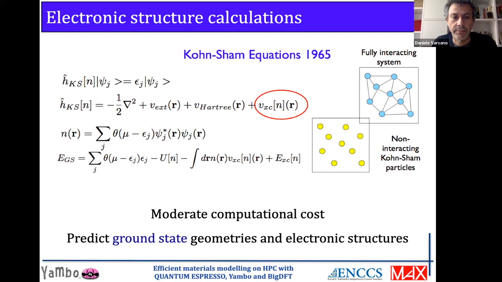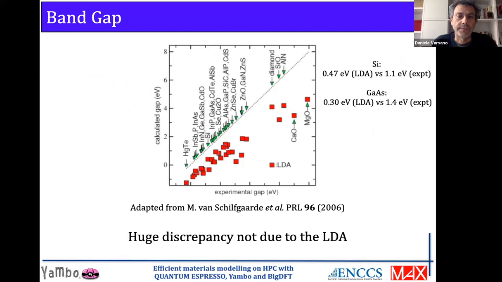In the Kohn-Sham scheme, we pass from a fully interacting system to a non-interacting Kohn-Sham fictitious system, and the VXC is our potential that contains all the exchange and correlation terms. Now, this is the very well-known band gap problem of density functional theory.